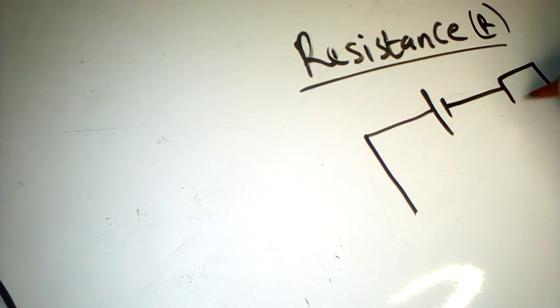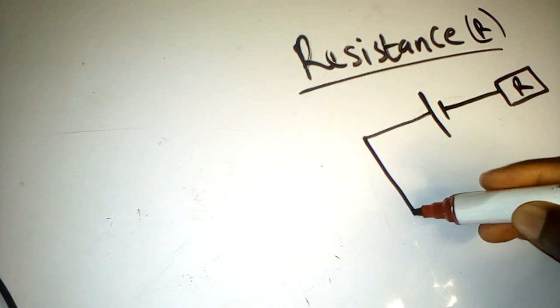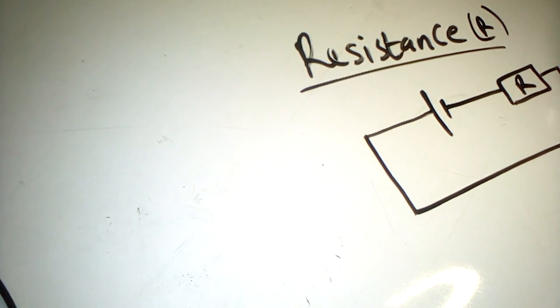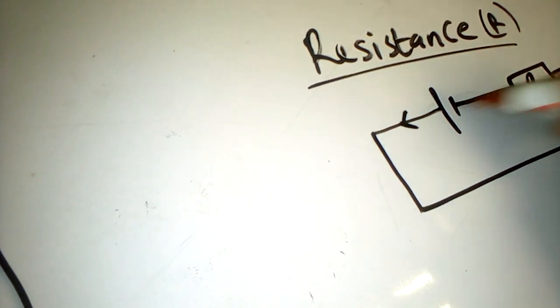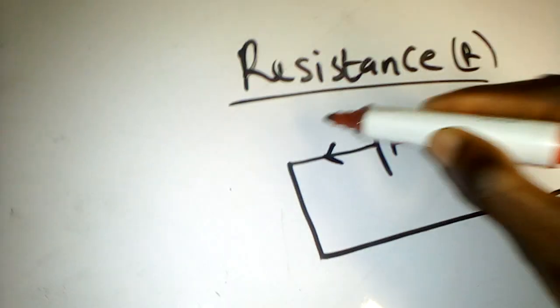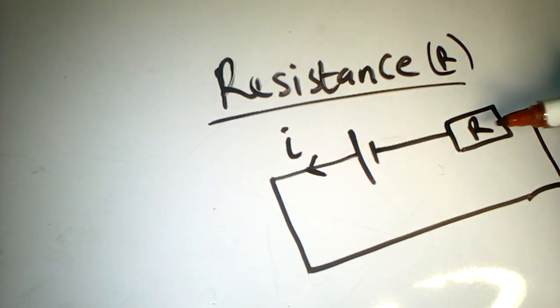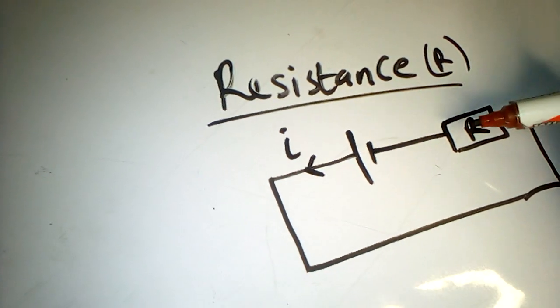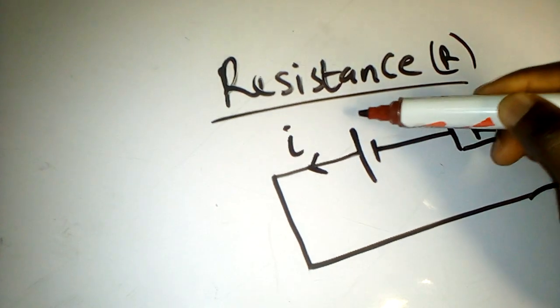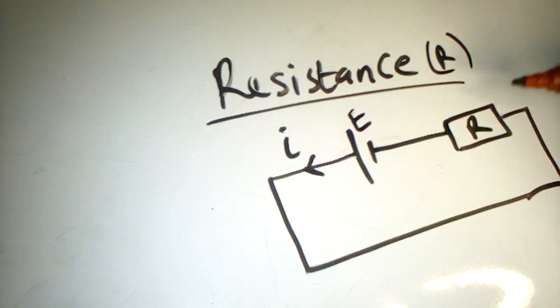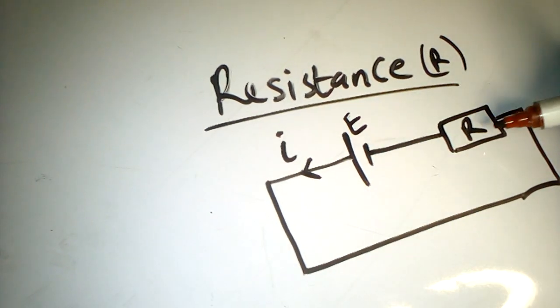This is a resistor here. And then you have the current flow. If the current flows and passes through this resistor, the resistor is connected in series with the source of the current, which is the EMF. So this is a resistor connected in series with it.